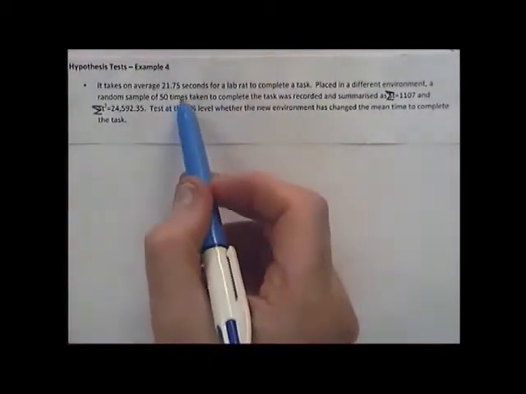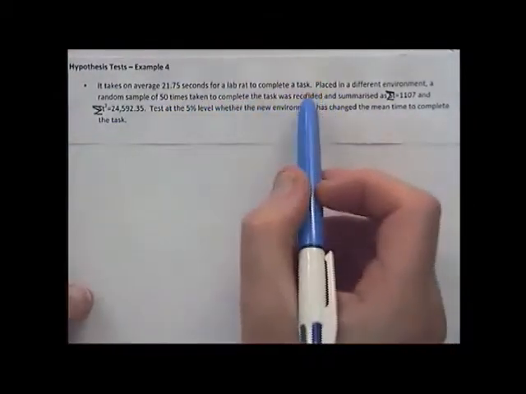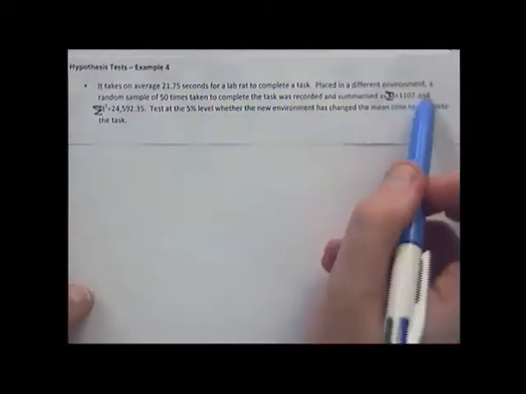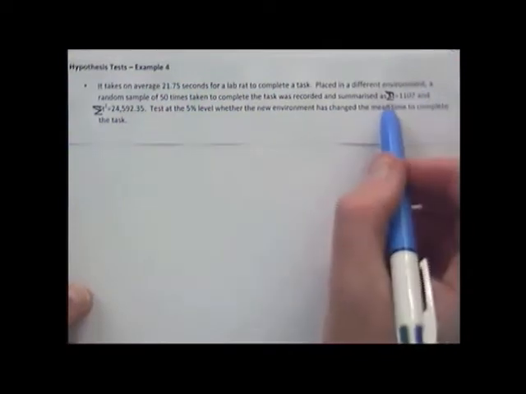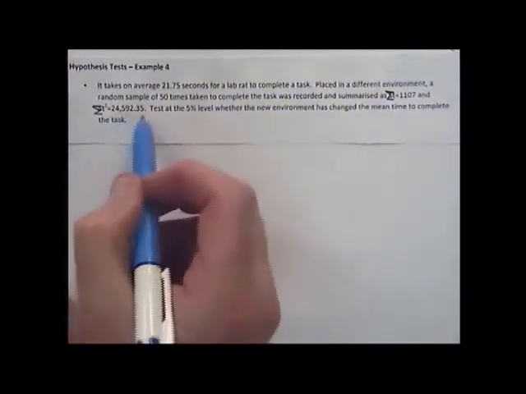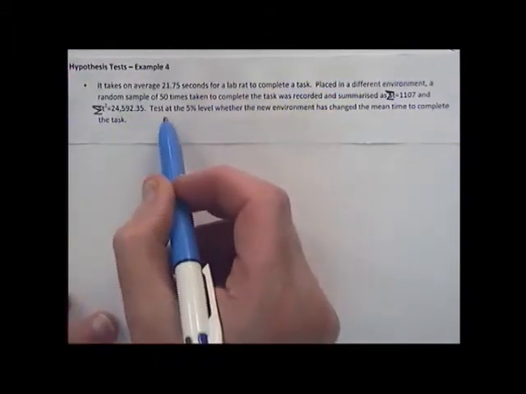Now, fourth example, it takes on average 21.75 seconds for a lab rat to complete a task. Placed in a different environment, a random sample of 50 times taken to complete the task was recorded and summarised as sigma t equals 1107 and sigma t squared is 24,000 and something. Test at the 5% level whether the new environment has changed the mean time to complete the task.